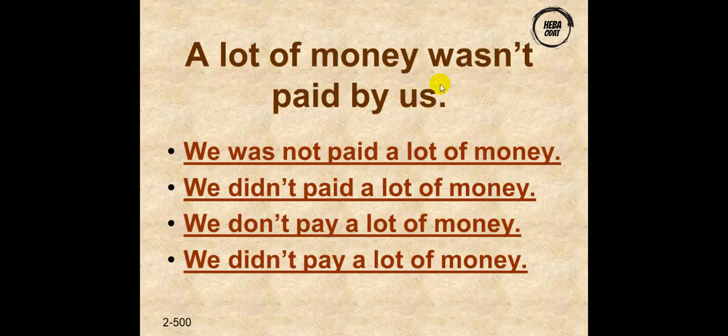Here I have an object pronoun, so if I want to use it as a subject in the active voice, it has to change into we. All sentences begin with we. And what is the tense of the passive sentence? It is past simple. So, we didn't pay? No. We don't pay? No. We was not paid? Definitely not. We didn't pay a lot of money? I think it is the right answer.